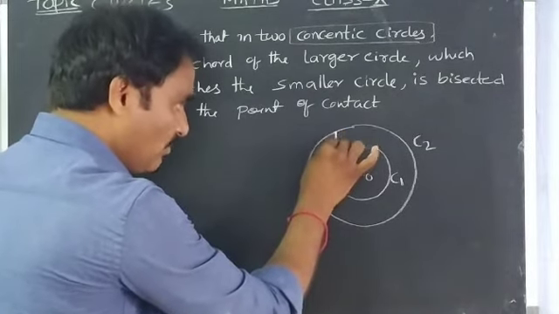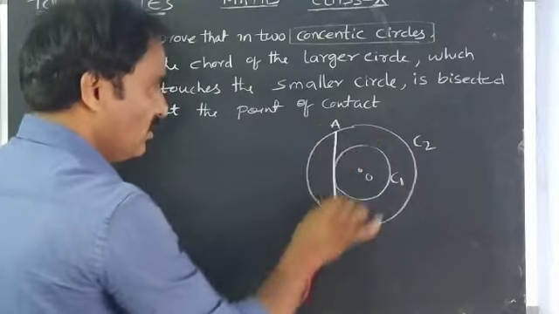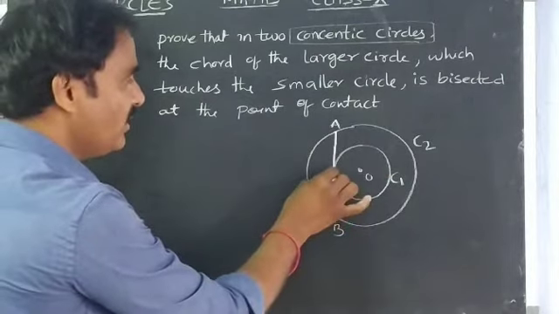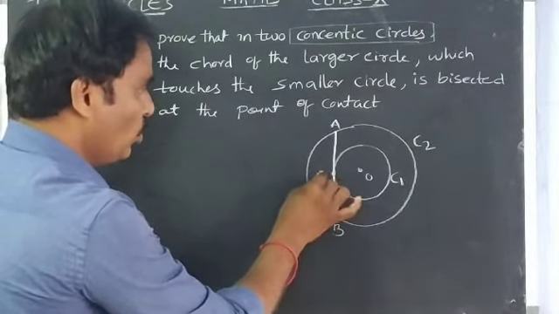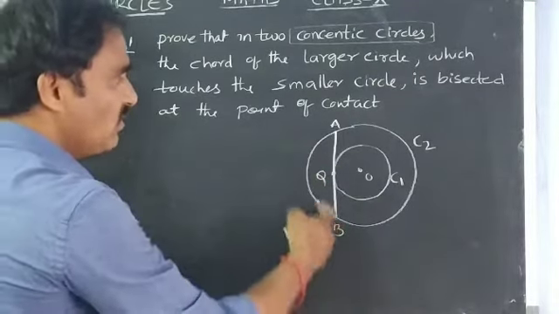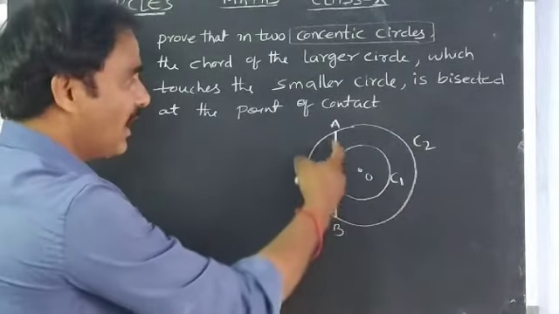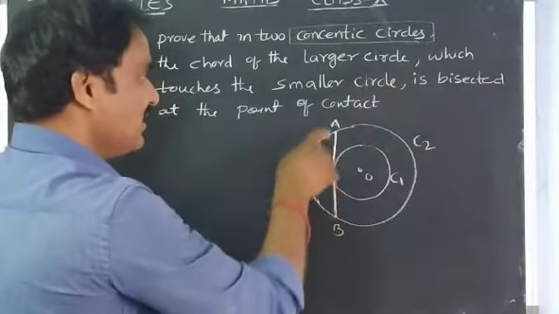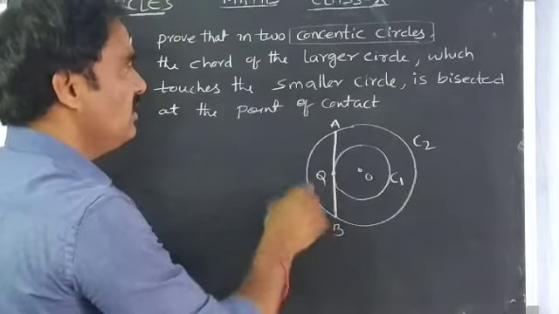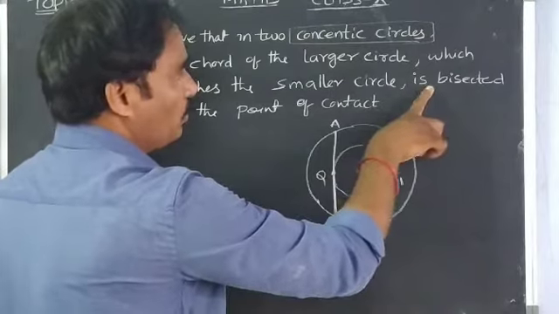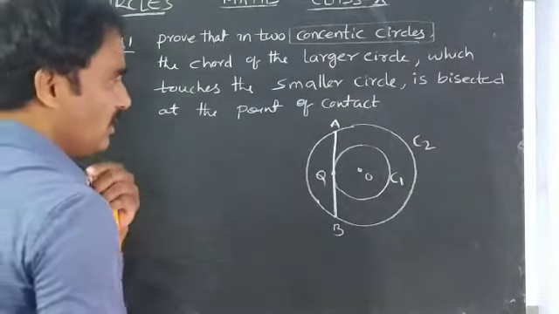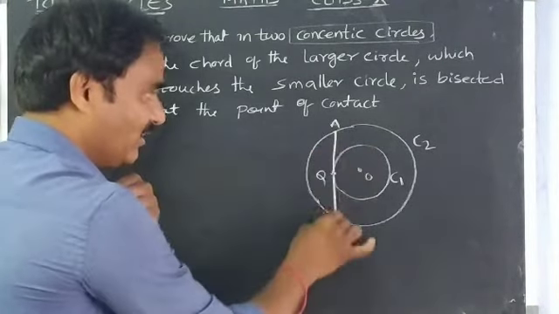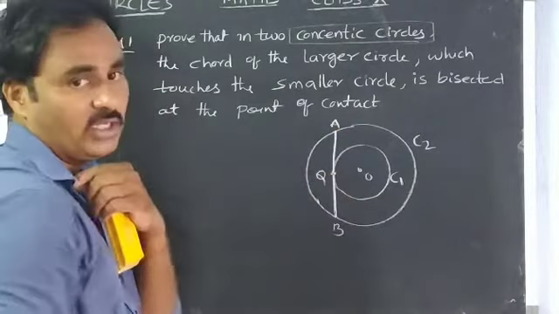Suppose, see the diagram, I am taking a chord of the largest circle, AB. AB is the chord and it touches the smaller circle C1 at some point, which I am taking as Q. Here AB is a chord of the circle C2 and touches the smaller circle C1 at point Q. If such a chord exists, then we are going to prove that it is bisected at the point of contact. Here the point of contact is Q. We are going to prove that Q bisects this chord, that is, AQ and BQ are equal.